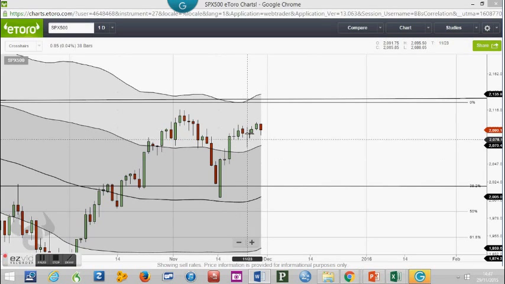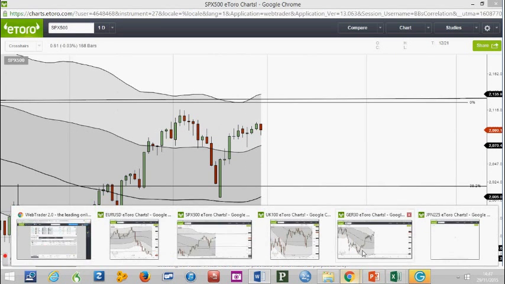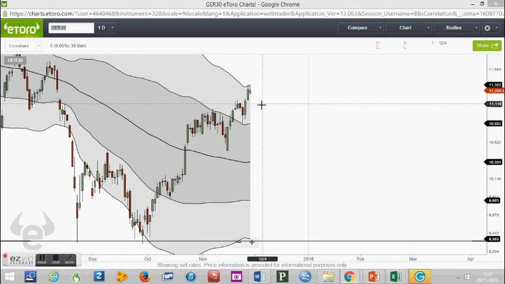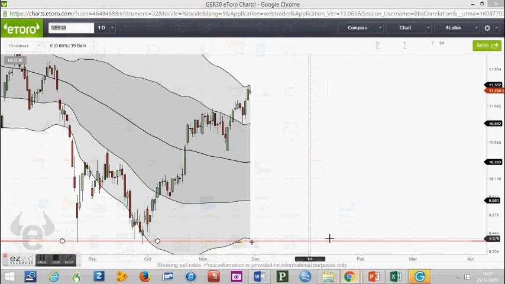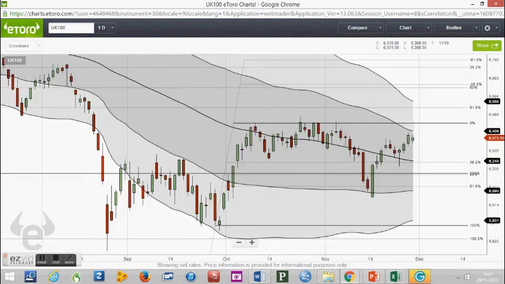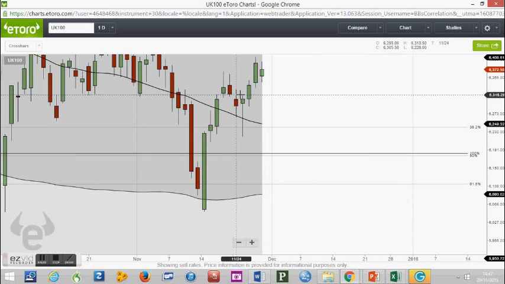As you can see, we had a slightly negative day on the S&P 500. If we bring up the JER, we had a slightly negative day because of the bad data for both of them. And just to bring in the UK 100 now, there wasn't much news out on the UK 100. But as you can see, over the weekend, it just fell, didn't it?